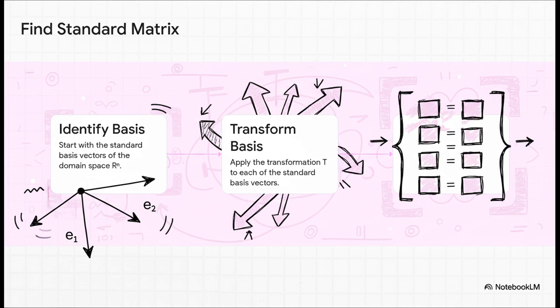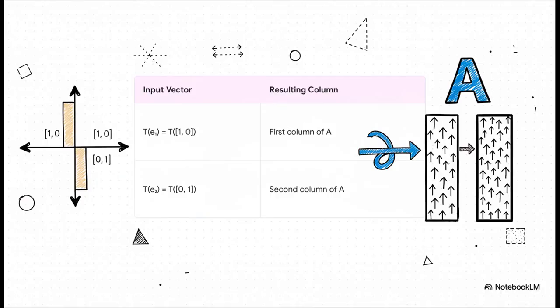Okay, that's cool. But how do you find the right matrix for, say, a specific rotation? This is where it gets really beautiful and simple. You don't have to check what happens to every vector in the universe. You only have to check 2. You just look at what your transformation does to the most fundamental vectors there are, the standard basis vectors. In 2D, that's just the vector 1, 0 that points along the x-axis, and 0, 1 that points up the y-axis.